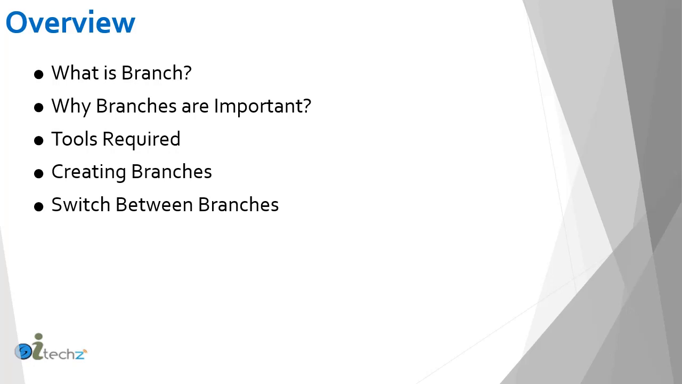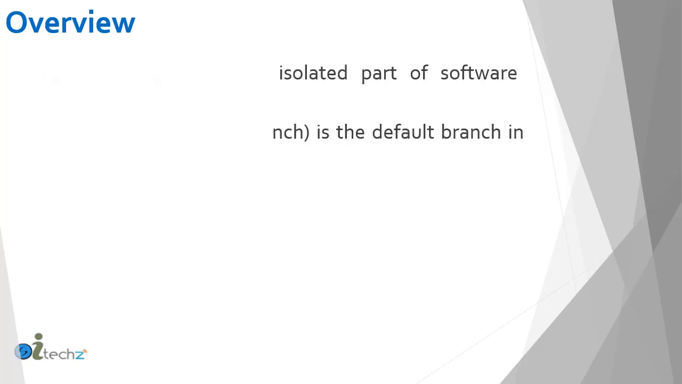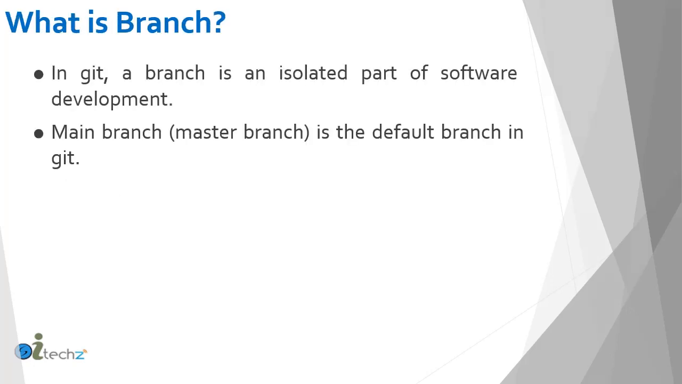Now let's move to what is a branch in Git. In Git, a branch is an isolated part of software development. It means that a branch is an independent part of the main branch. In Git, the main branch is the default branch, which is the one created at the time you create a repository.